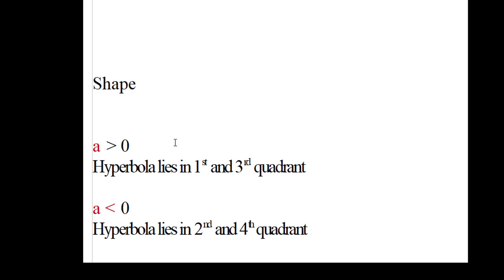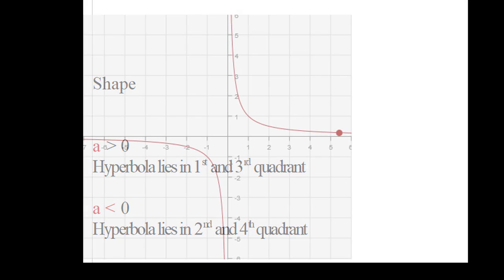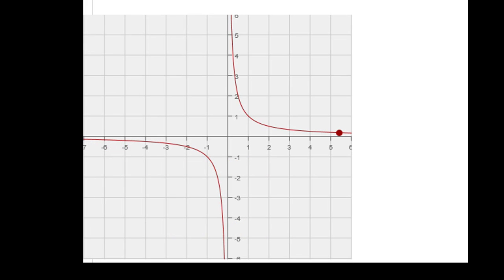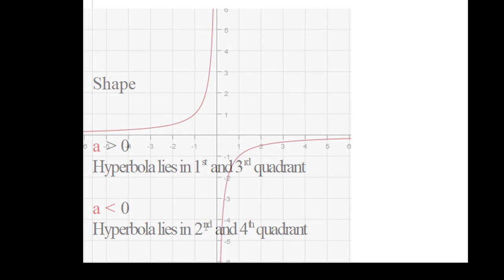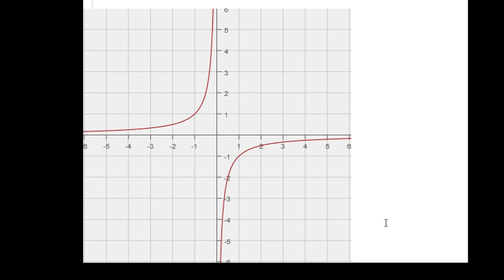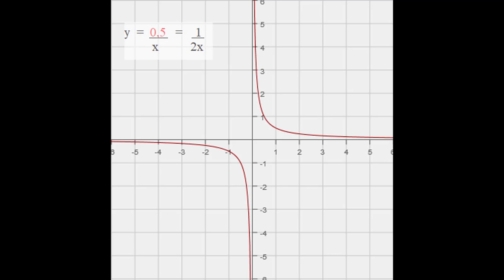Right, so for the shape of the hyperbola, if a is greater than 0, then the hyperbola lies in the first and the third quadrant. If a is less than 0, the hyperbola lies in the second and the fourth quadrant. So how does a affect shape?